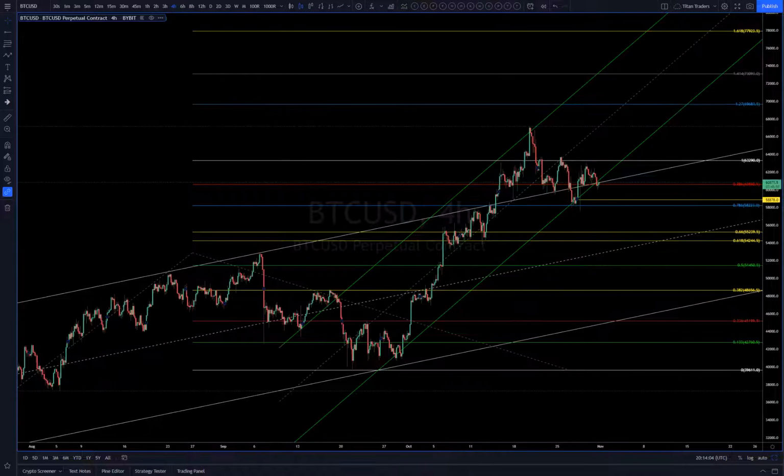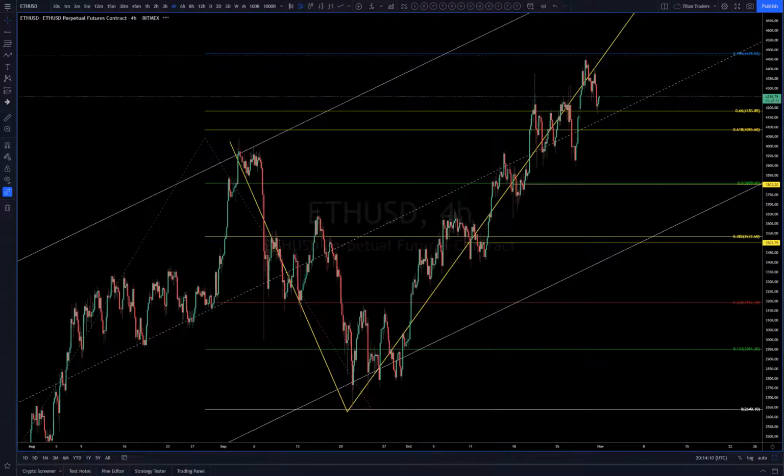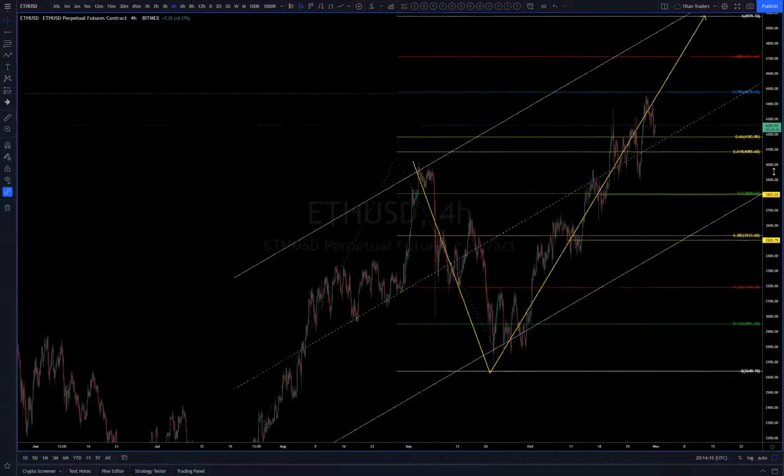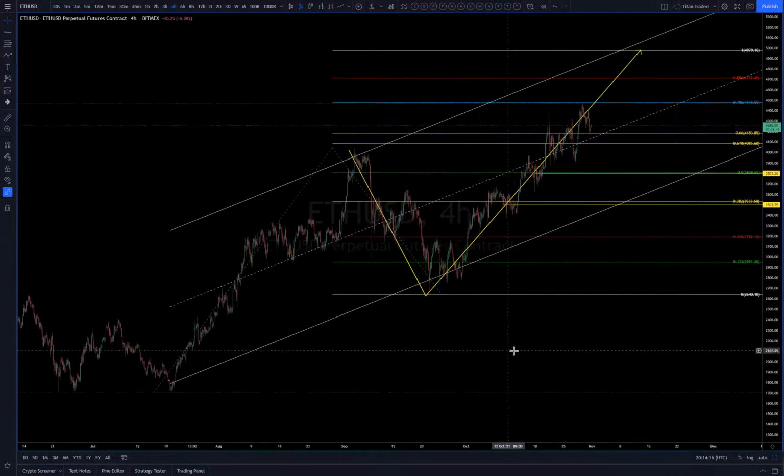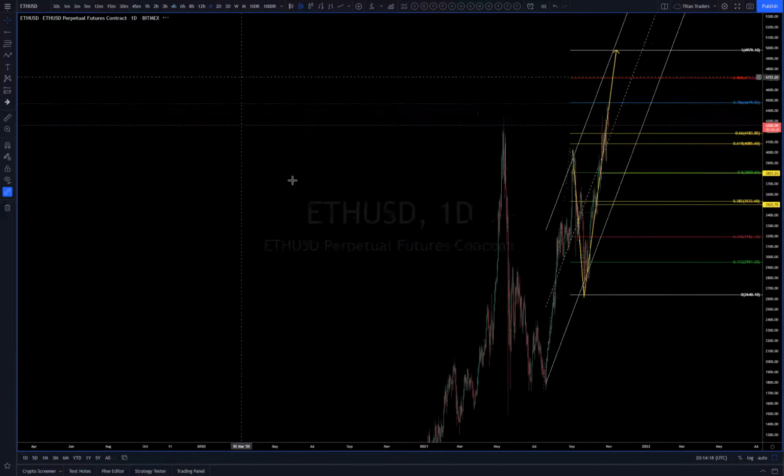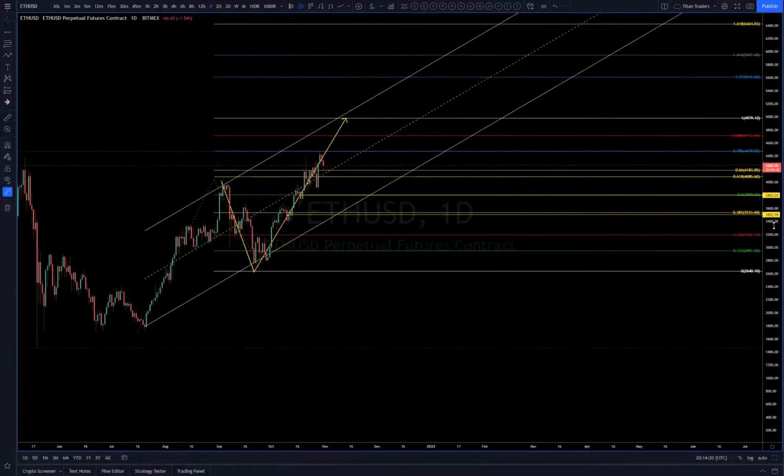Now, moving on from Bitcoin, I will also be looking at a few alts as well. I'm going to be looking at XRP, and I did go over this in my last video. So again, a similar sort of setup: I have a channel again.